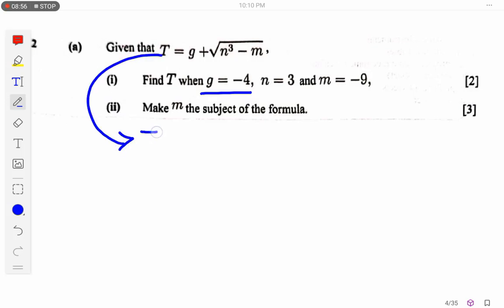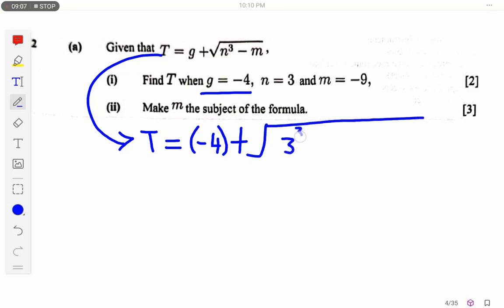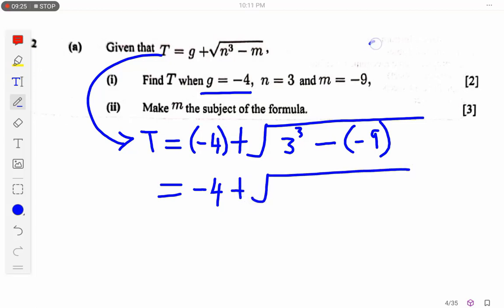Let's substitute. So our T is going to be equal to, our G is minus 4, then plus square root of N is 3, then it's cubed like that. Then minus M is minus 9 like this. I make use of brackets. That way you will not make mistakes. Okay, so we are going to have here minus 4. I'm removing the brackets plus square root of 3 cubed there is the same as 3 times 3 times 3. We get ourselves 27. Okay, then minus and minus there, we are going to get a plus. So we have plus 9 like this.